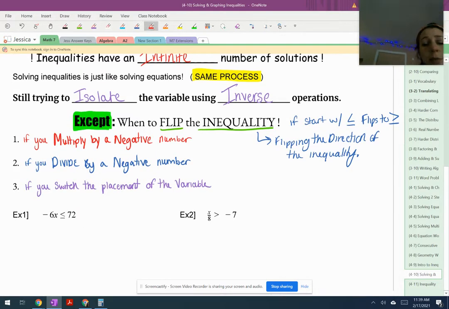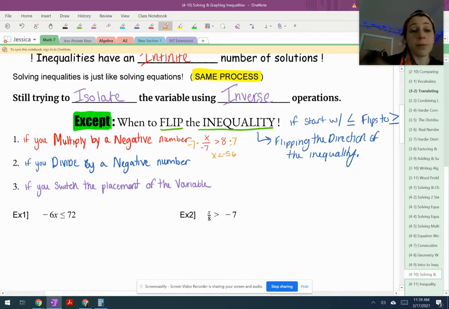So if I'm multiplying by a negative number, that would be something like if I had x divided by -7, blah, blah, blah, 8, I would have to multiply both sides by -7, which would then flip that inequality to go that way. Boom. Notice how that inequality flipped.